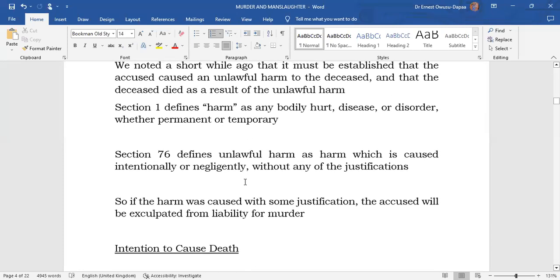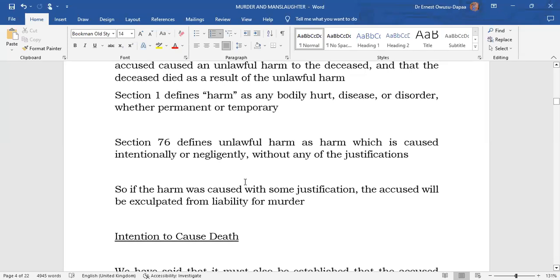But in terms of the unlawful harm, if we look at section one, it will tell us what amounts to harm. So the harm which was caused to the deceased, the person who has died, according to section one, must have been a bodily hurt. So bodily hurt means that there must be some kind of a scratch, or there must be some laceration or some kind of wound on the body of the person. It's not just maybe you not touching the person or not really, I mean, hurt means hurt.